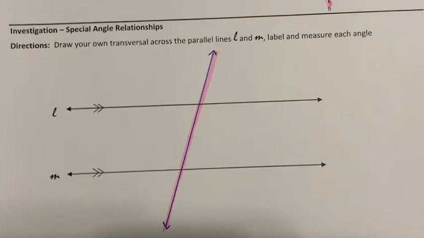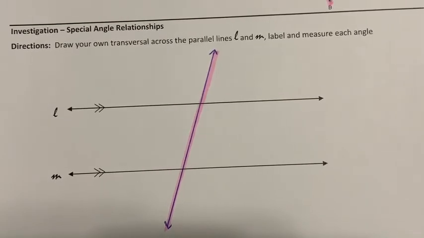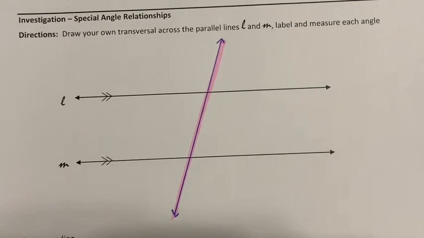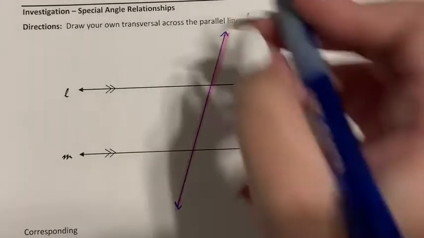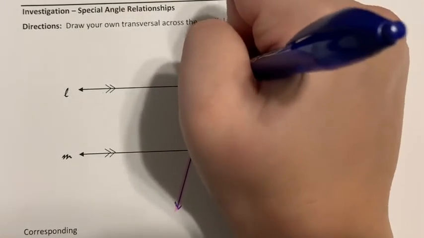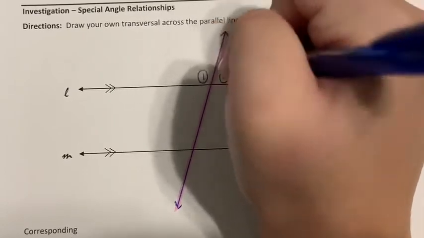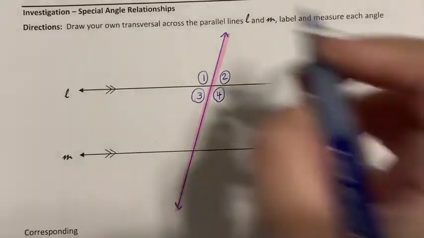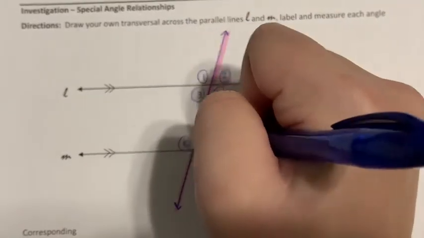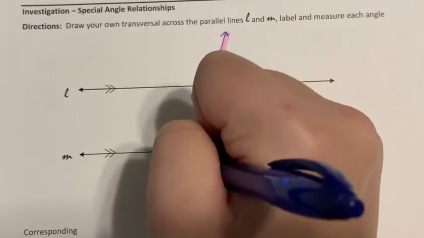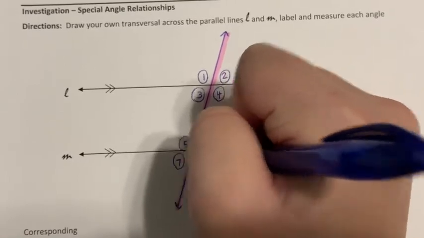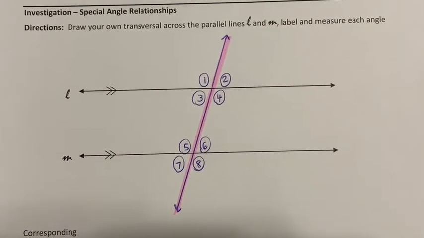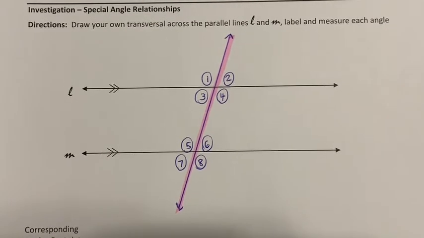And we need to label our angles here, and I'd like for everybody to label them the same way. So no matter how you drew your transversal, I'd like for you to label your angles like this: 1, 2, 3, 4, 5, 6, 7, 8. So here's us just being consistent in how we label them. That way we can talk about these angles in the same manner.